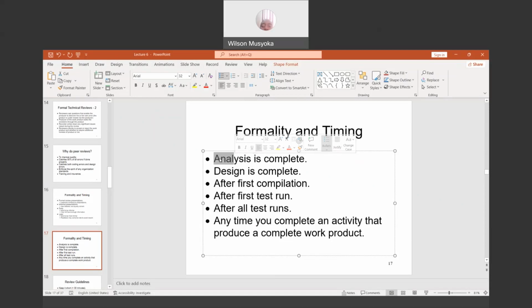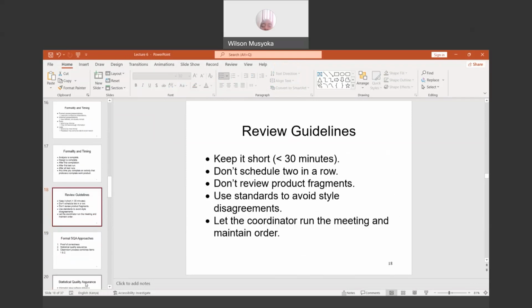Analysis is where you do the in-depth study of the system that is required, so that should be complete. The design of the system should be complete. Then you should have done the first compilation and the first test run. After all of those, you need to do another test run to ensure that the product is okay. Anytime you complete an activity, you should produce a working product. So that is how you ensure formality.